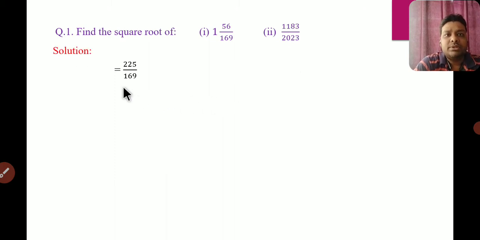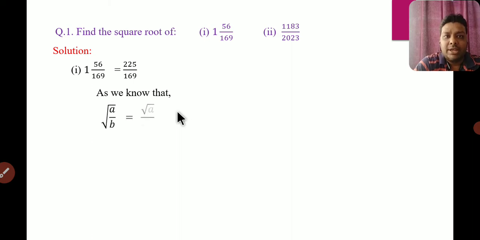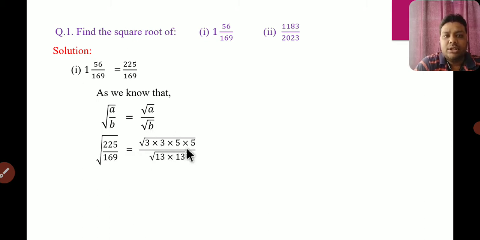So at first one, you can see if we change this mixed fraction into an improper fraction, it will be 225 by 169. Now we have to find the square root of this. It is a fraction. It means we can apply this formula: root a by b is equal to root a by root b. Now you can see 225 by 169. So we can do this separately. 225 is 3 into 3 into 5 into 5, and 169 is 13 into 13.